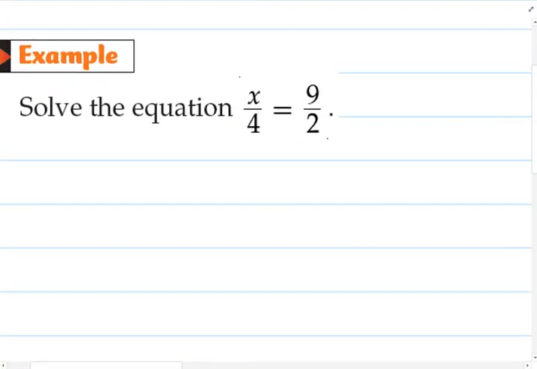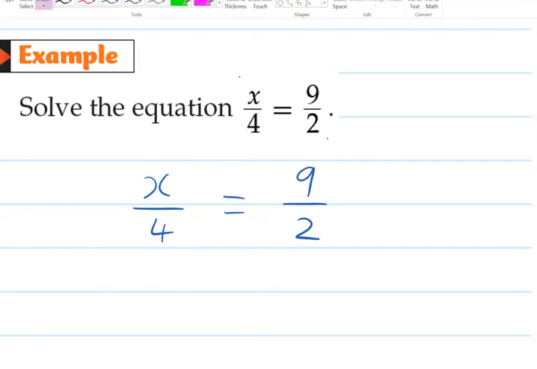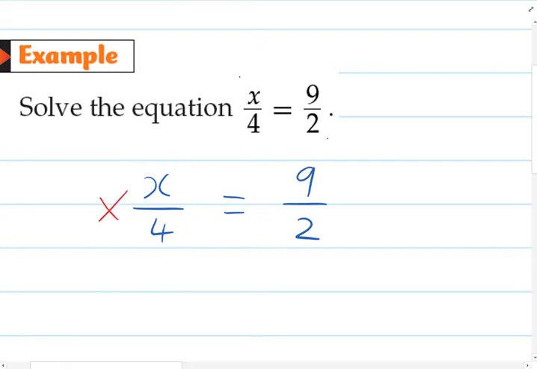And so what we want to do is copy it out first. So I've got x over 4 equals 9 over 2. And we want to think what's happening to that x here while it's being divided by 4. So our step of working would be to times by 4, because that's the opposite. And we need to remember to do that to both sides.